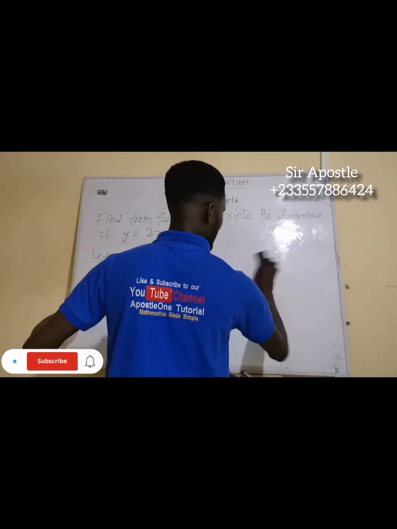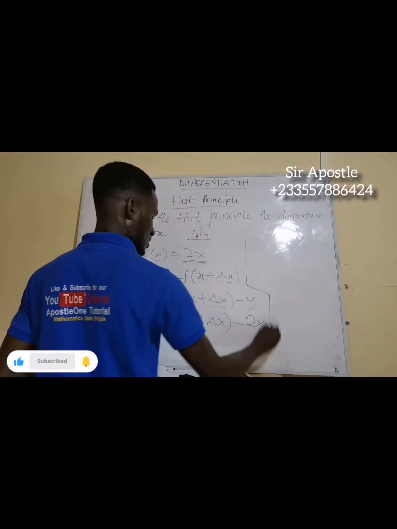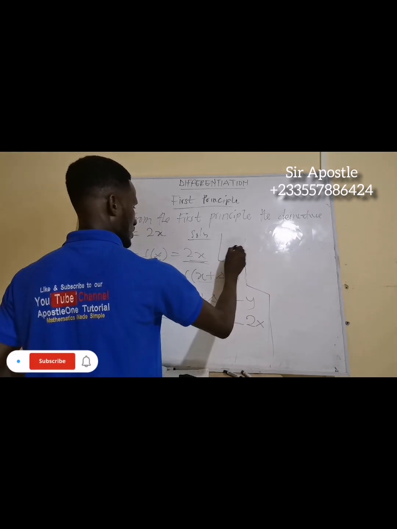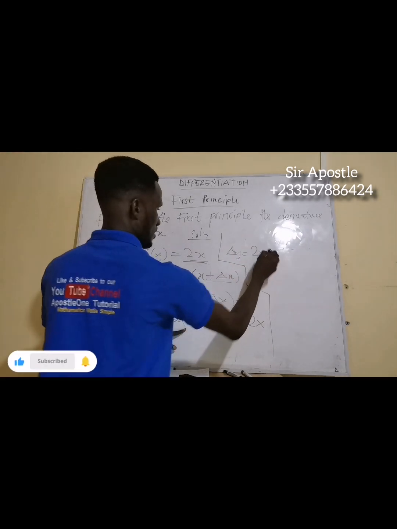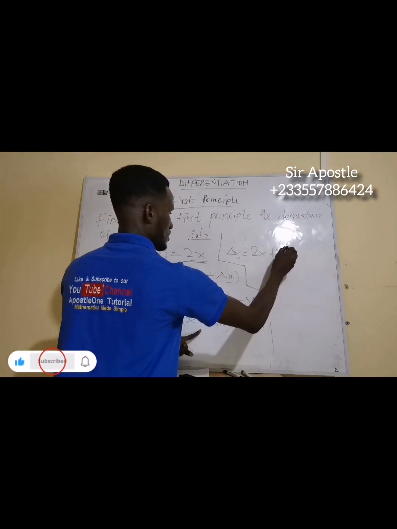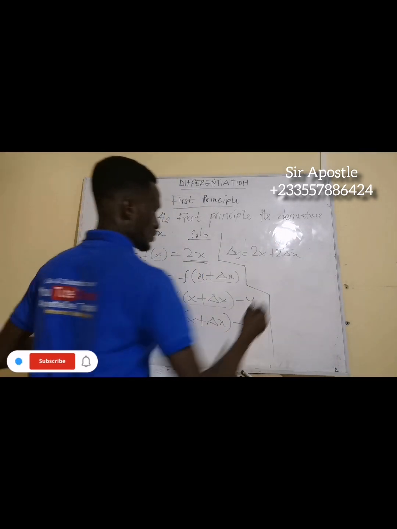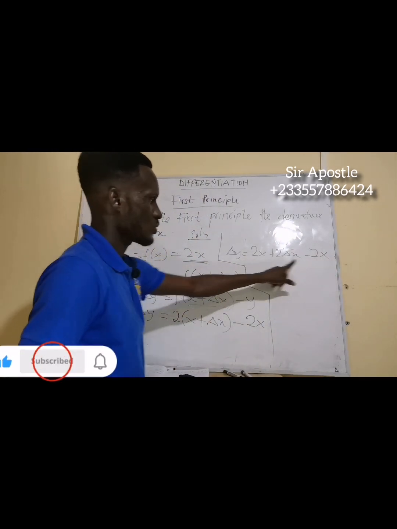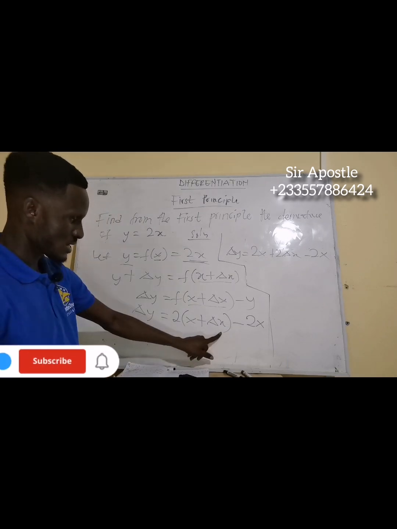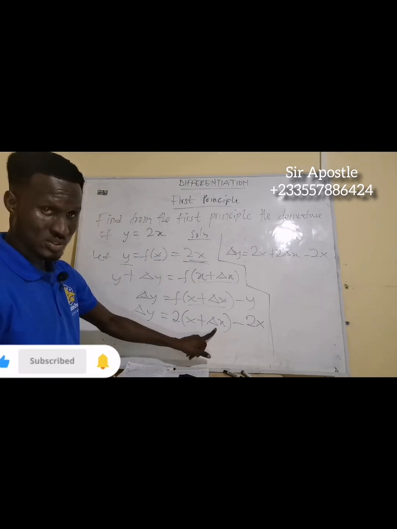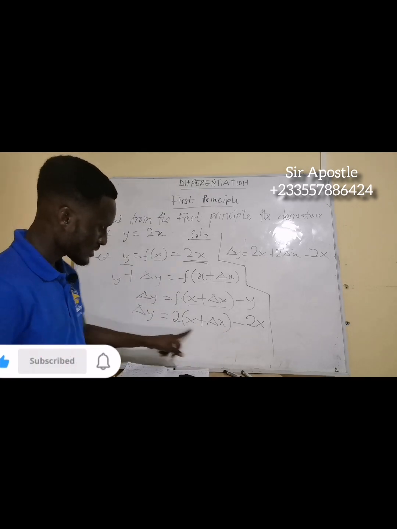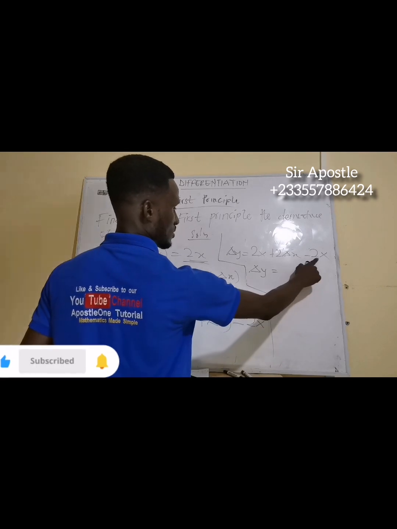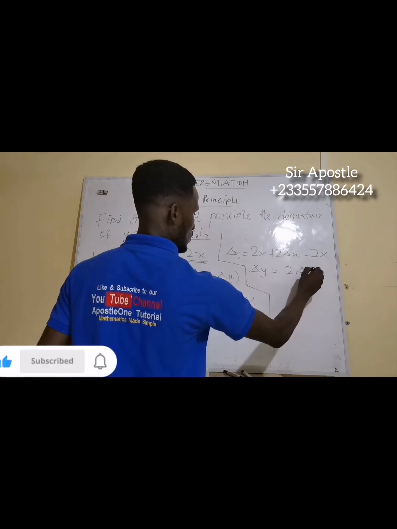Let me write it here. So change in y is equal to 2x plus 2 change in x minus 2x. Now you see that at this particular point, 2x will cancel 2x. You see, I expanded this one, so 2x plus 2 change in x minus 2x, so 2x and 2x will cancel. So I'm going to get change in y is equal to 2x minus 2x will go to 0, so we're going to get 2 change in x.